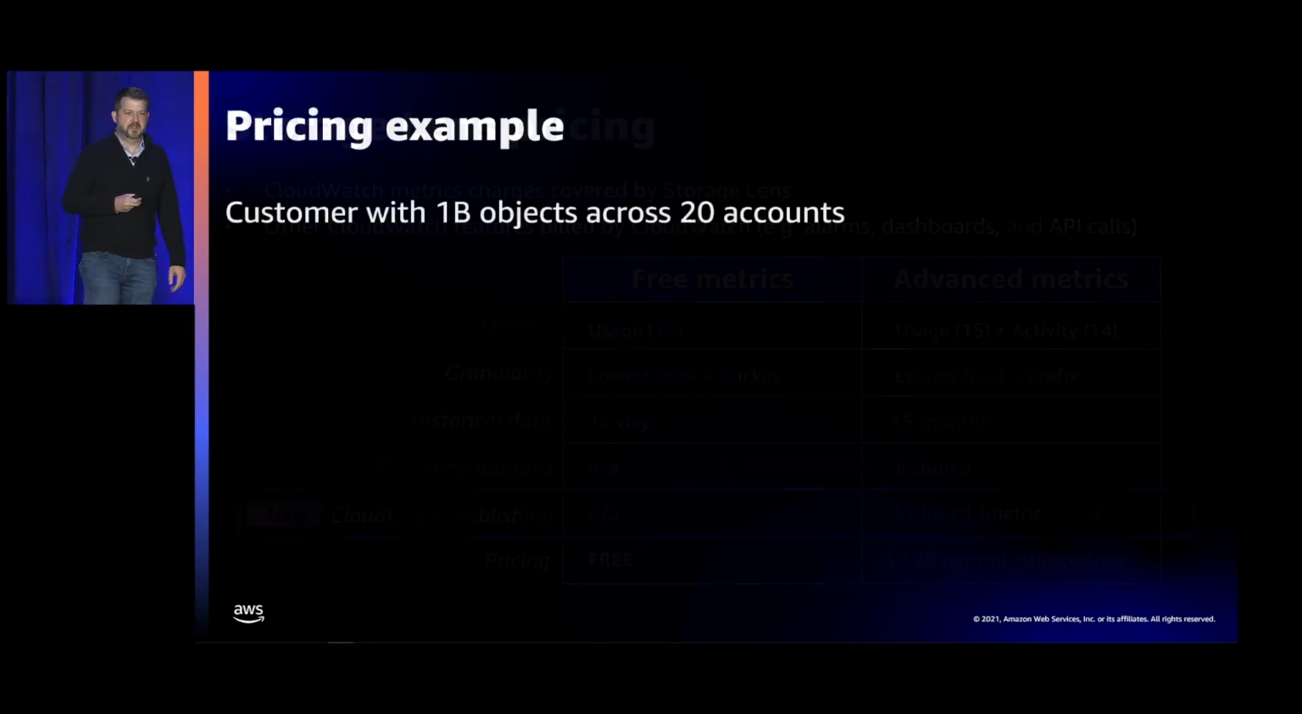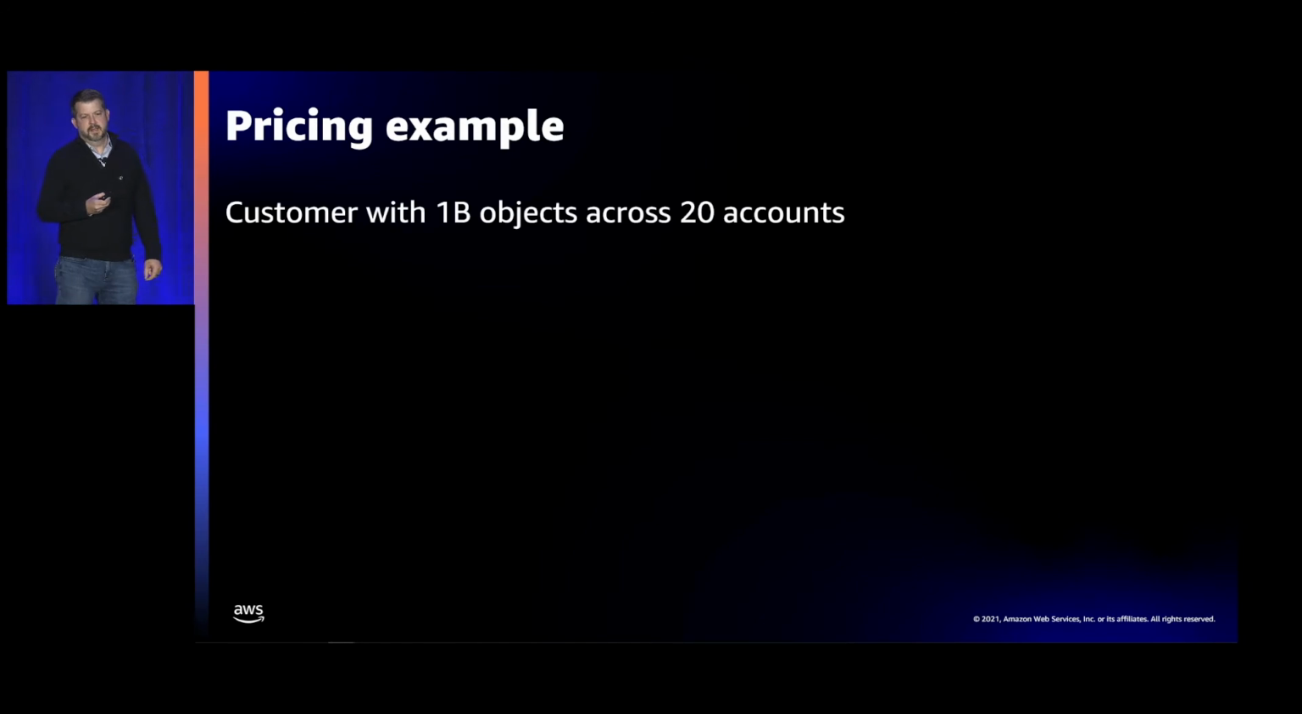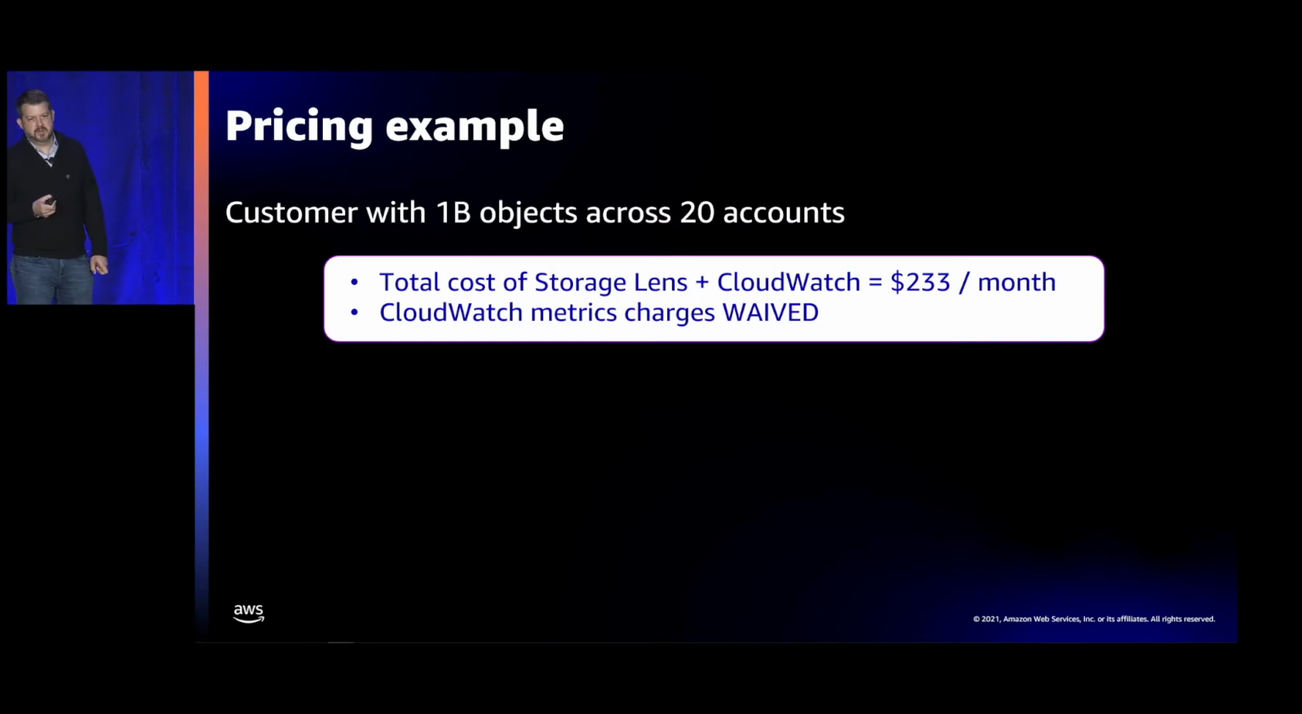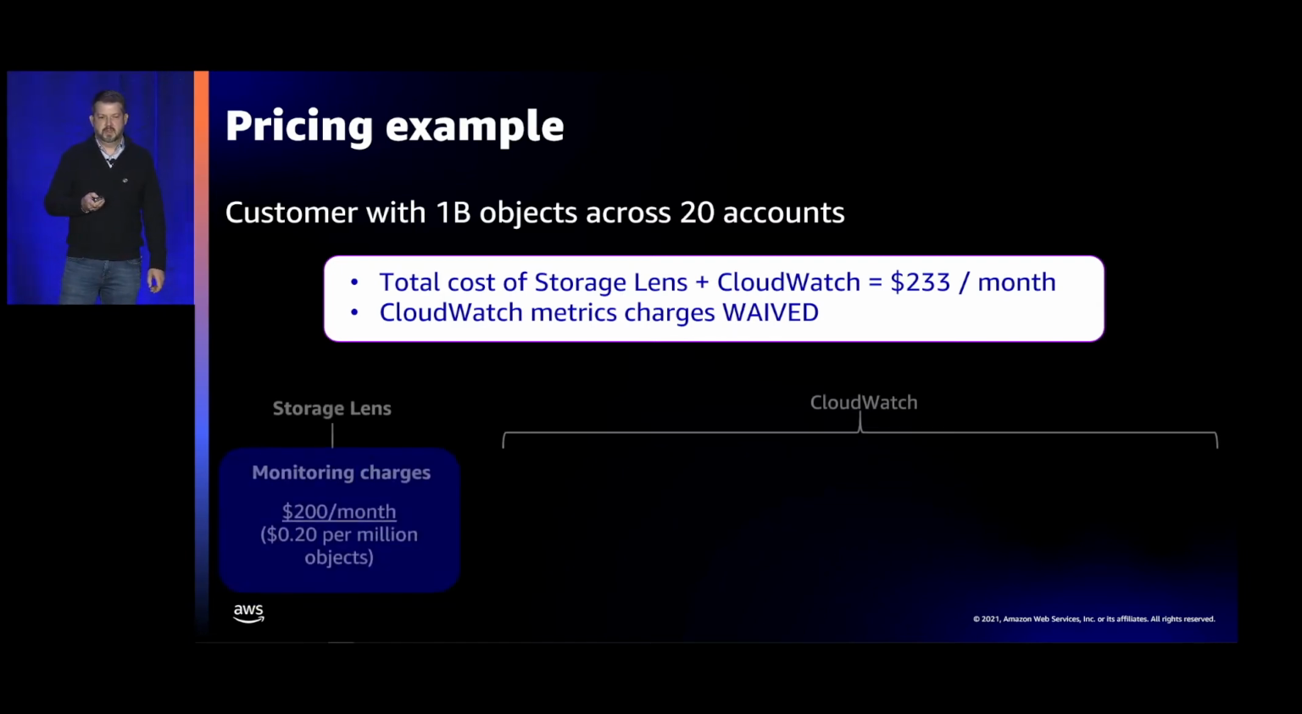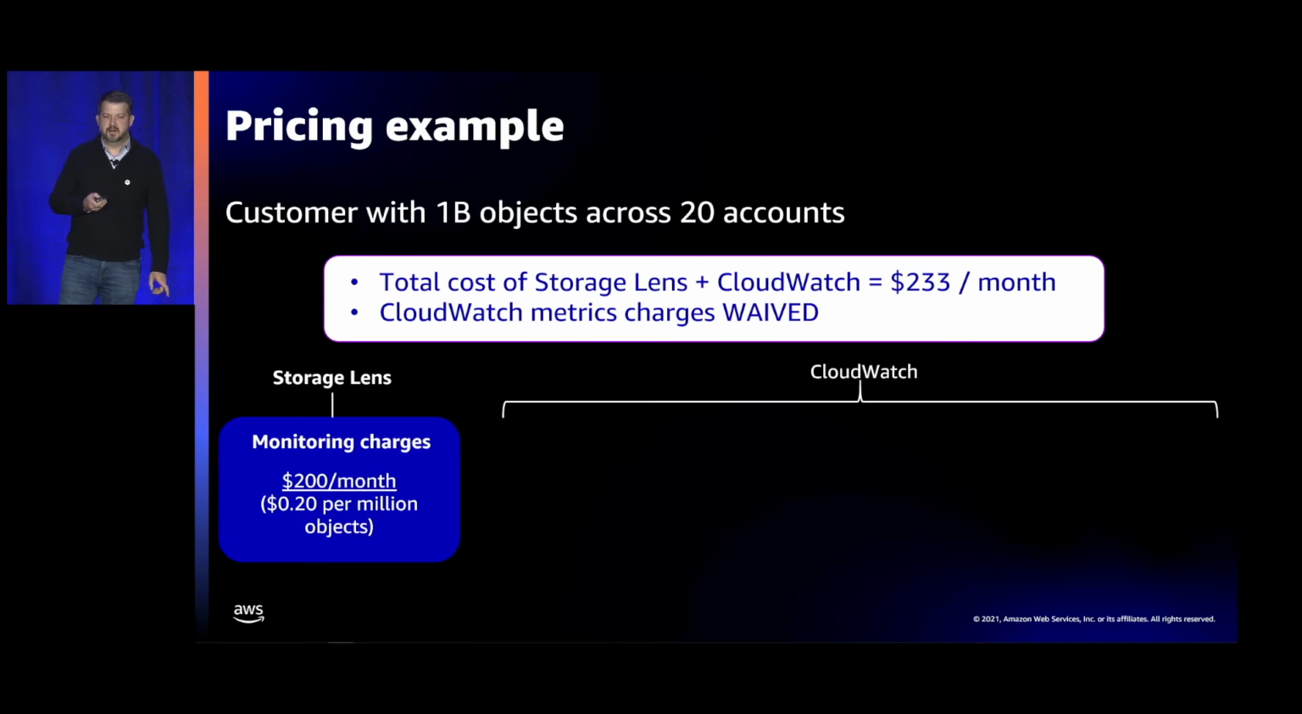In case that's not clear, let me do a quick pricing example. I'll take a hypothetical customer that has 1 billion objects and 20 accounts. So for their storage observability solution, using StorageLens and CloudWatch, that's going to have a total cost of $233 a month. And the way the components work out, you have StorageLens coming in at 20 cents per million, that's going to be $200 a month.